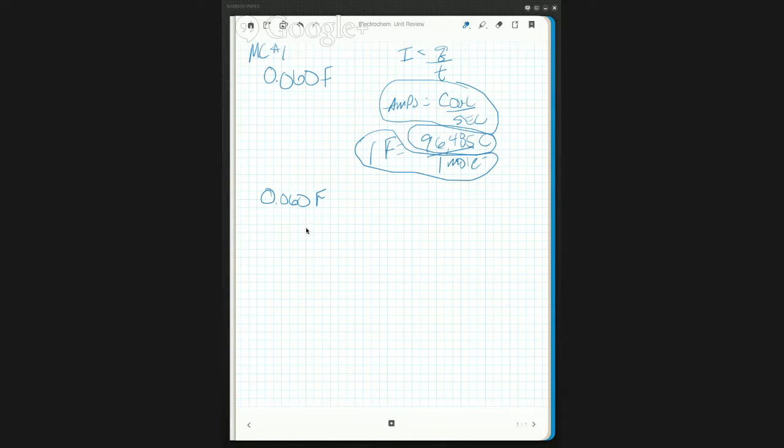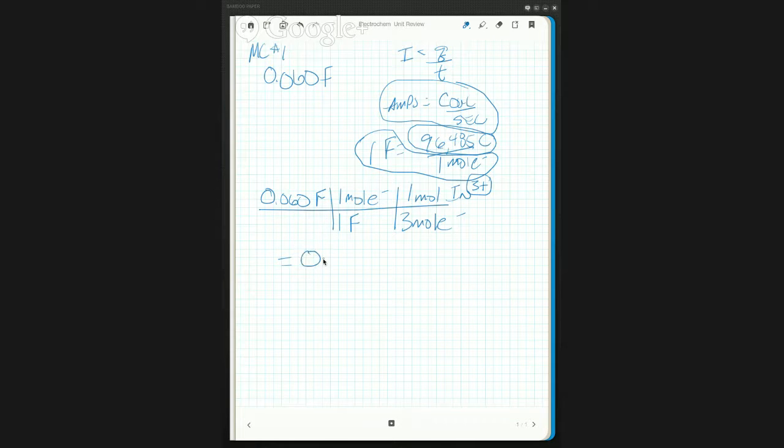So you have 0.060 Faradays. Make a little bridge: for every 1 Faraday, you have 1 mole of electrons. And for every 3 moles of electrons, you have 1 mole of indium 3 plus. So the key is that 3 plus right there. Then what you end up with is 0.060 divided by 3.